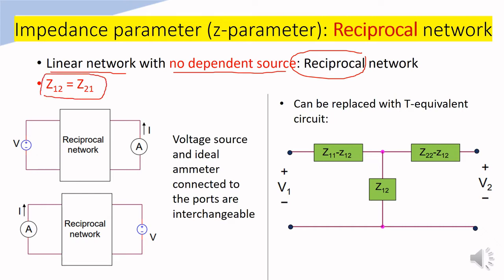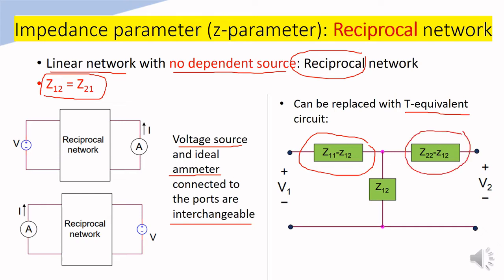What is meant by reciprocal network? When the network is said to be reciprocal, the voltage and ammeter at port 1 and port 2 are interchangeable as illustrated here. We can use the T network to represent the reciprocal two-port network. The impedance of port 1 branch is the difference between Z11 and Z12, while the impedance of port 2 branch is the difference between Z22 and Z12. The middle branch is the transfer impedance, Z12.